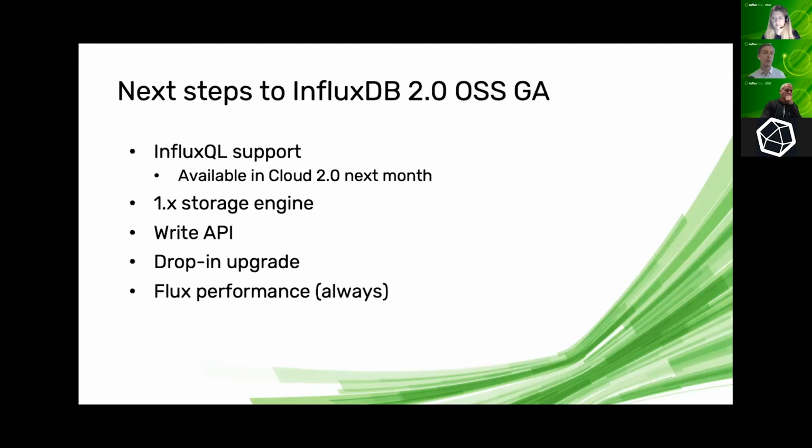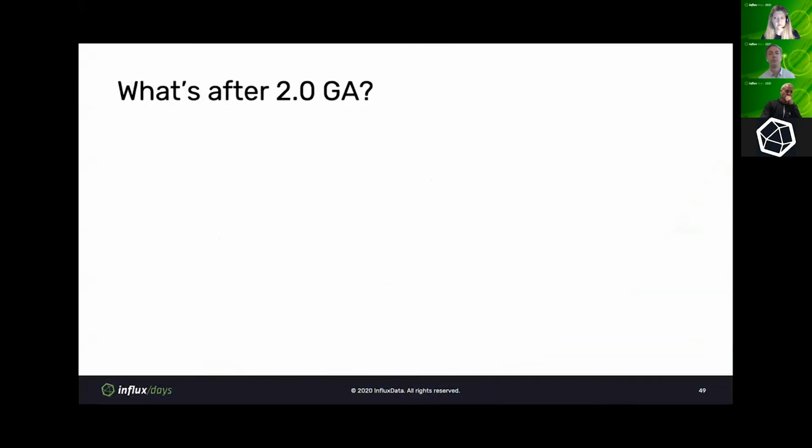And then obviously we're going to continue working on Flux performance, and we're just continuously doing that basically forever. So our target is we want to have a 2.0 release of open source in the early fall of this year. So basically within 3 months or so. So then the question is, what's after the GA of open source 2.0?